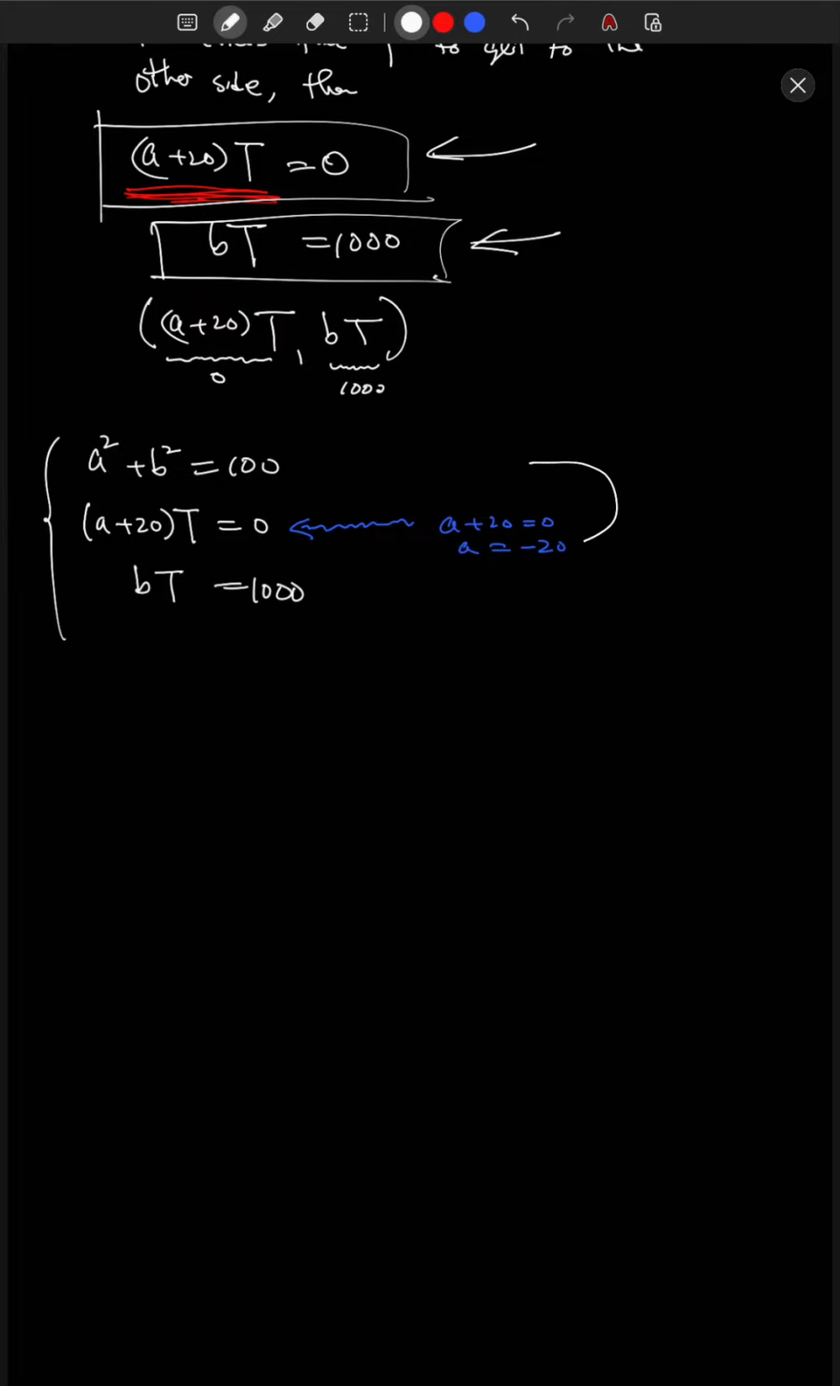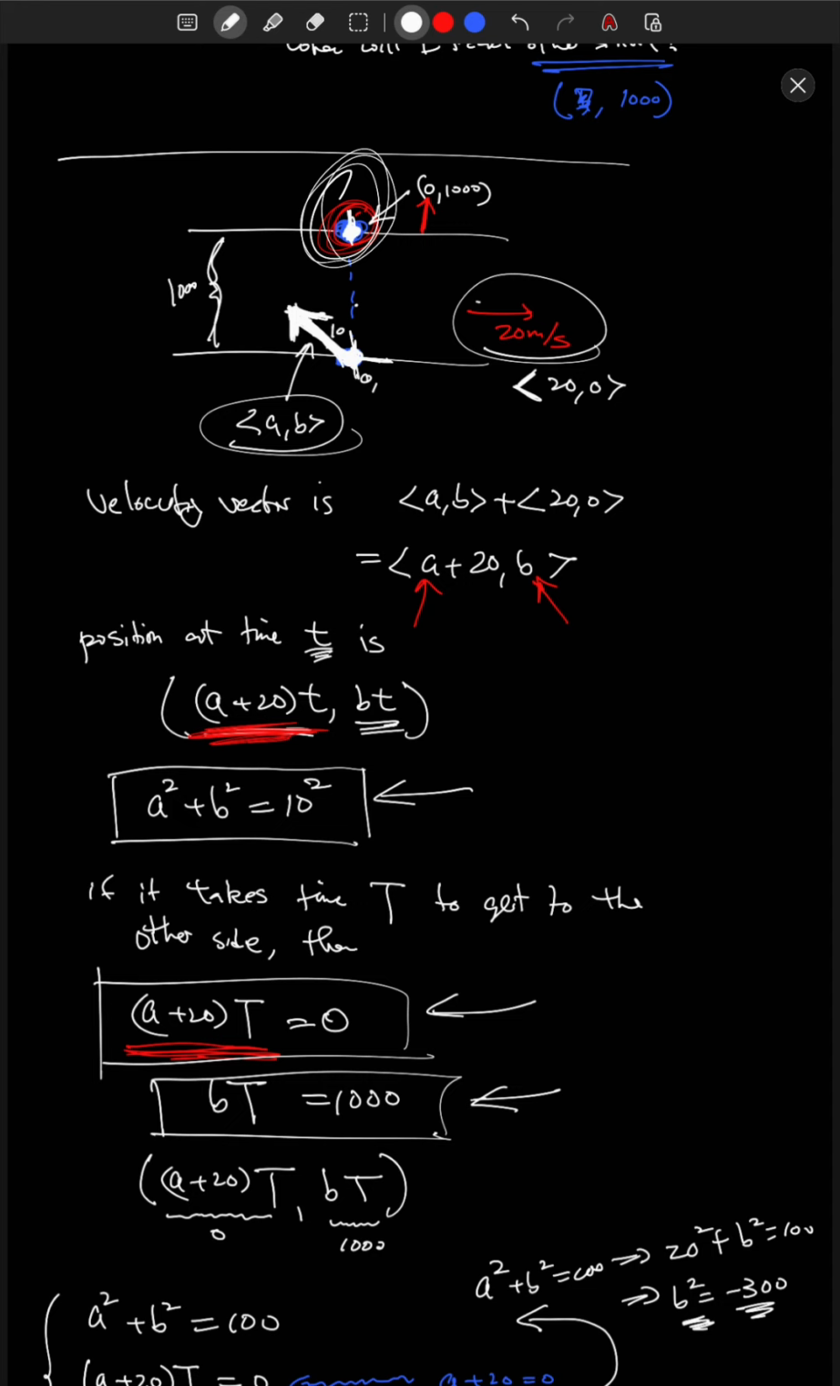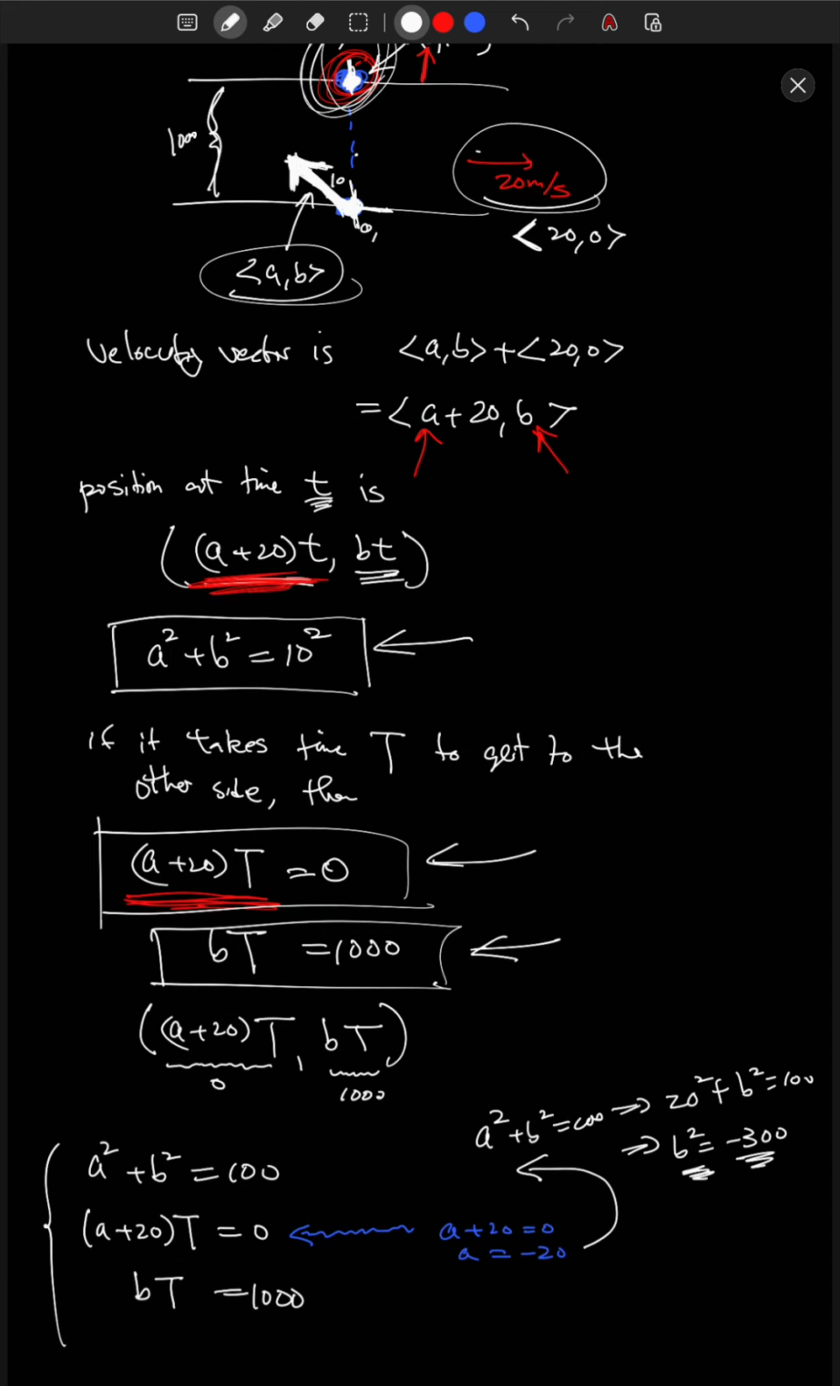Okay, so plug it back in. We would get a squared plus b squared equals 100. That would tell me 20 squared plus b squared equals 100, which tells me b squared is equal to minus 300, right? But we certainly can't have that. There's no solutions. What this tells me is that it's not possible for me to get to the other side in exactly the same position right there, because the river is flowing too fast compared to how fast I row. And that makes sense, because I can only row 10 meters per second and the river is flowing at 20 meters per second to the east.